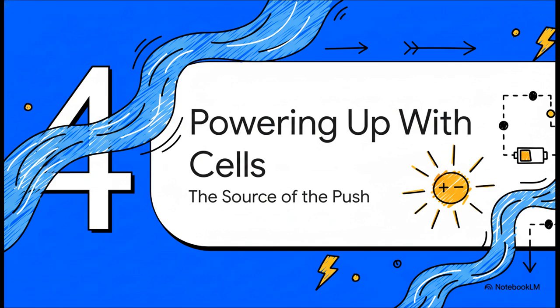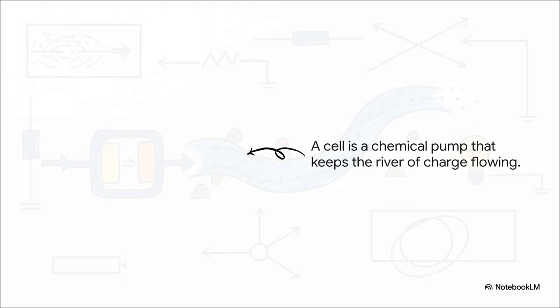Okay, we keep talking about this push, this voltage, but where does it actually come from? It's not magic, it comes from a source. And the most common source we see every day is, of course, a cell, or what you call a battery. So what does a cell do? A cell is basically a little chemical pump. In our river analogy, to keep the water flowing in a circle, you'd need a pump to lift it back up to the top, right? A cell does exactly that for charges. It uses chemistry to give energy to the charges and keep that push going so the current can flow continuously.